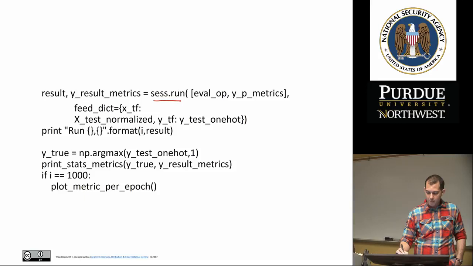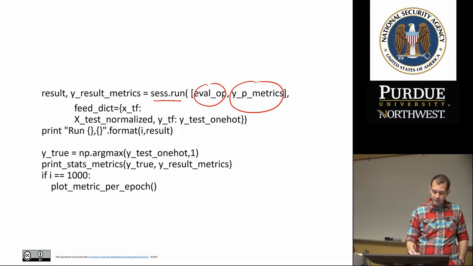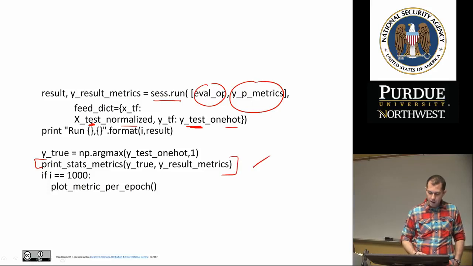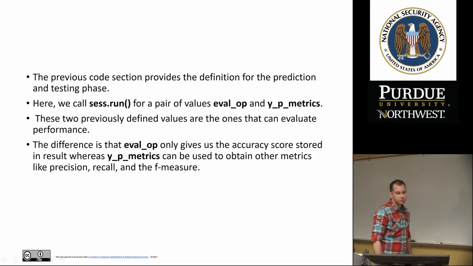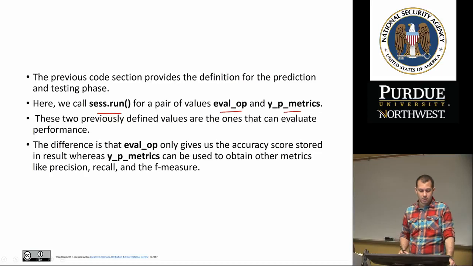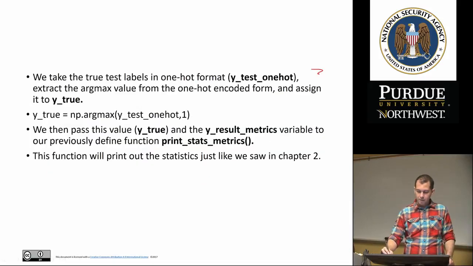Session run. Remember that we called two nodes this time, eval op and YP metrics, and we fed it all the test data. Normalize and one-hot encode it. And then finally, we use print stat metrics to get our results. All right? So the previous code section provides the definition of the prediction and testing phase. We called session run for a pair of values, eval op and YP metrics. These two previously defined values are the ones that can evaluate the performance. As I described, eval op only provides accuracy, whereas YP metrics allows us to get precision, recall, and F measure. I've already described this, so I'm not going to repeat it.